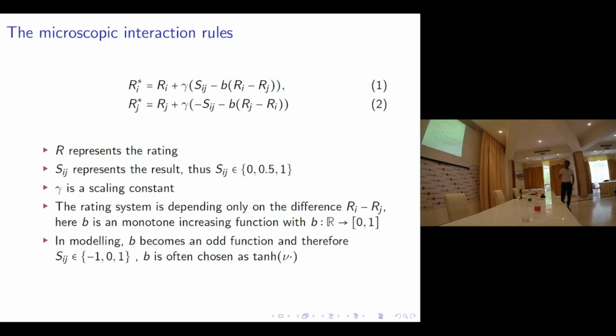And in modeling, what the first paper did in 2015, they moved it all a little bit. They said, okay, what if b becomes an odd function, and then we have minus 1 as a loss instead of 0. And for example, b is chosen as the tangent hyperbolicus, and this nu is a scaling constant depending on how large our ratings are on average. Like the Elo rating uses ratings from, I think, 1,500 to 2,500. I'm very bad at calculating in my head, so all the numerics you will see, I just moved down to the interval between minus 10 and 10. So it's much better to handle the ratings.